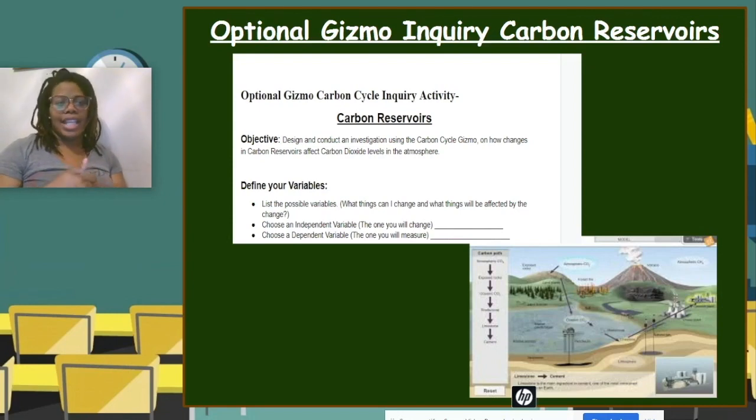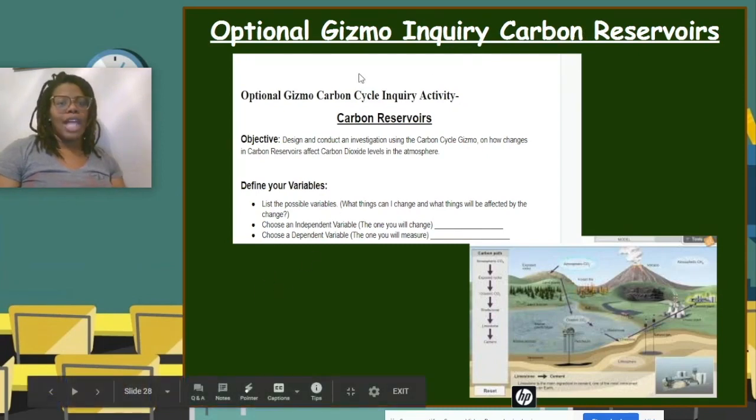And to extend a little further, there's an optional activity, which is this gizmo here, an inquiry-based gizmo on carbon reservoirs. To do that, you go back to your workbook once again, and you're also going to have to log into your Clever account so that you can pull up this gizmo. The gizmo that you're looking for is called the carbon cycle gizmo. So you just search carbon cycle once you go into Clever.